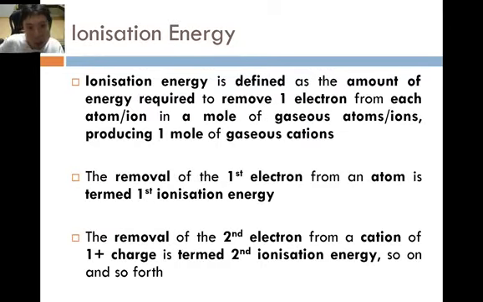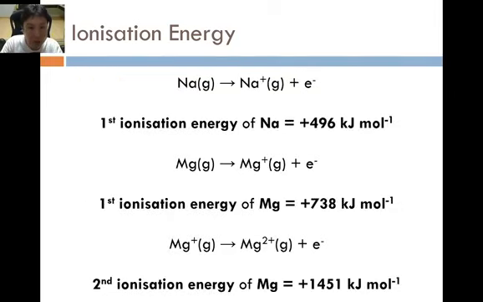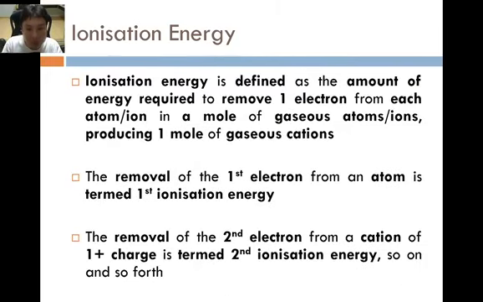Okay, so ionization energy is defined as the amount of energy required to remove 1 electron from each atom or ion in a mole of gaseous atoms or ions, producing 1 mole of gaseous cations. So the removal of the first electron from the atom is the first ionization energy, and if you subsequently remove more electrons, it will be called the second and third ionization energy, and so on. The second ionization energy involves the removal of the second electron, and so on.